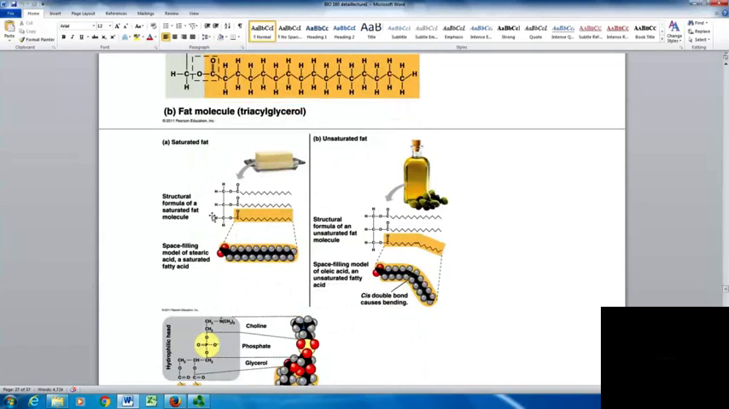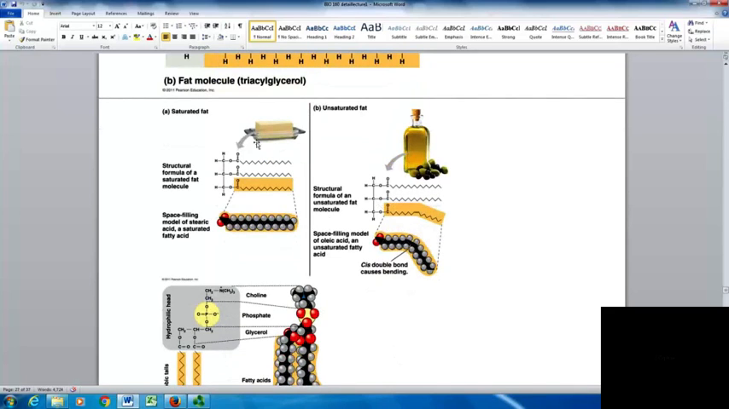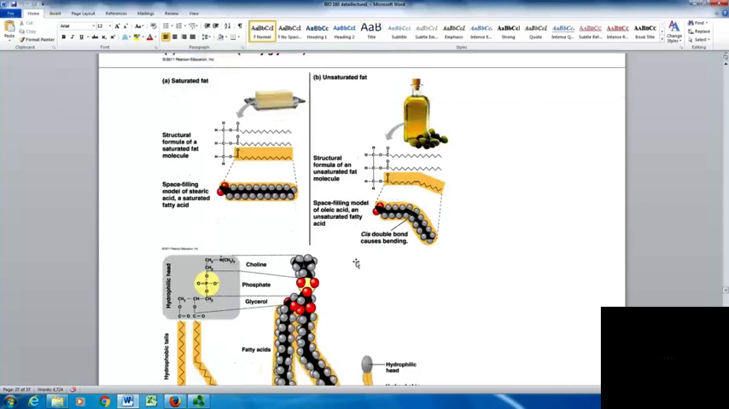So when you look at a saturated fat, you can see all of these have single bonds. With an unsaturated fat over here, you can see one of these has a double bond. Where you have the double bond, it creates a kink in the molecule. Saturated, these are things like butter and lard that would be solid at room temperature. Unsaturated, your example here is olive oil, that would be liquid at room temperature.